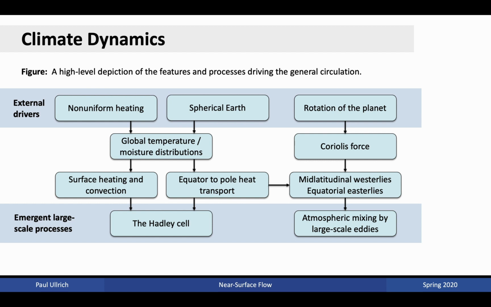Through the transport of heat, which emerges through the Hadley circulation and through mid-latitudinal eddies, we have other large-scale features of the atmospheric dynamic system, including mid-latitudinal westerlies and equatorial easterlies, that also emerge in conjunction with the presence of the Coriolis force. These emergent large-scale processes are then responsible for being the primary mechanism for transporting heat and moisture and energy from the equatorial regions to the polar regions, thus smoothing out the global temperature profile. The climate and weather systems that then emerge from this are the focus of the study of this course.